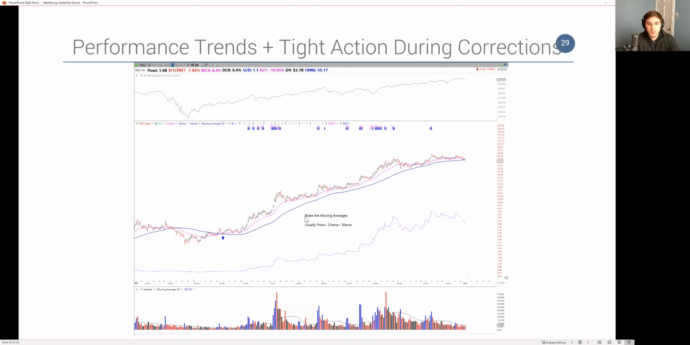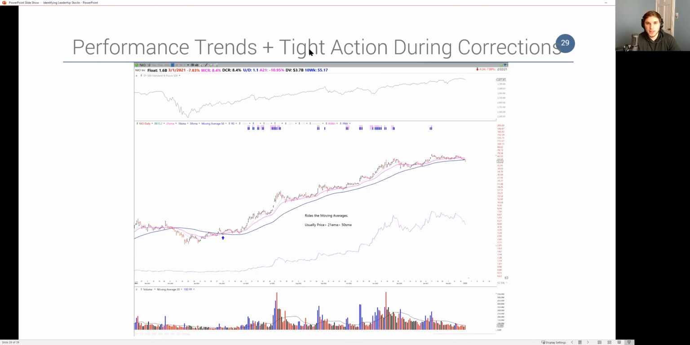So this power trend, this performance trend here can last a lot longer than any of us think. And during this time, it increased from about $4 all the way up to 50. So if you can find a stock like this in a trend like this, look for a nice longer term base and get in when it comes off those key moving averages.